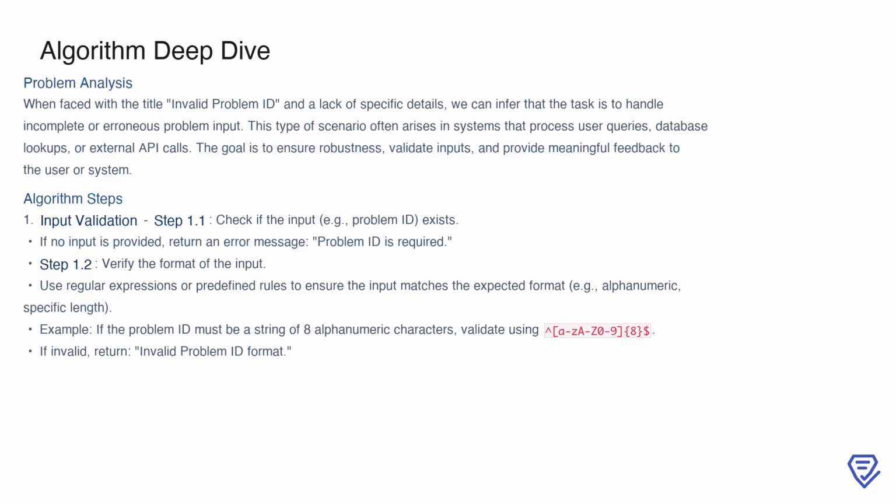Next, we verify if the input follows the correct format. For example, if the problem ID is expected to be an 8-character alphanumeric string, we can use a regular expression, such as ^[A-Za-z0-9]{8}$, to validate it. If this check fails, the system should respond with feedback like, "Invalid problem ID format." This ensures that only well-formed inputs proceed to the next stage, reducing the likelihood of cascading errors later in the process.